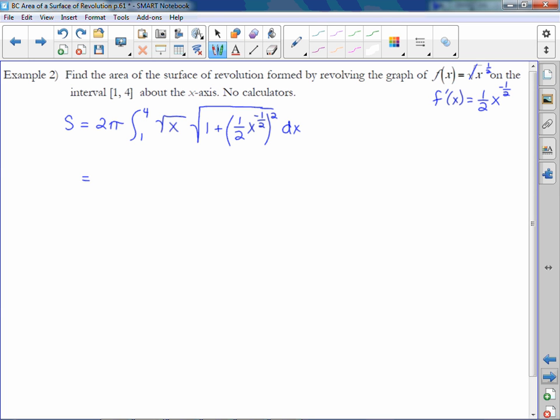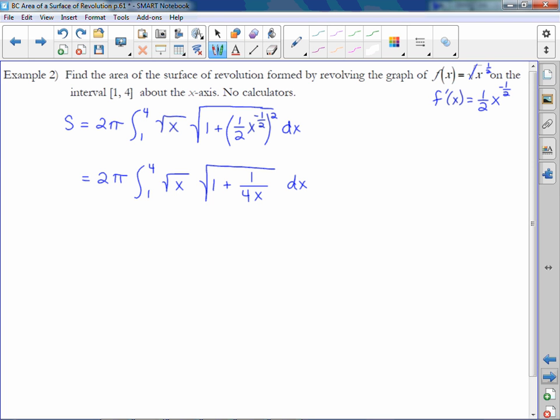All right, now I'm going to go ahead and square that. So I have 2 pi, the integral from 1 to 4, the square root of x, times the square root of 1 plus, when I square 1/2, I get 1/4. And when I square x to the negative 1/2, because when I take a power to a power, we multiply those two, so negative 1/2 times 2 is going to give me negative 1. So that means it's on the bottom. That's going to be 1/4, and then 1 over x would be that.